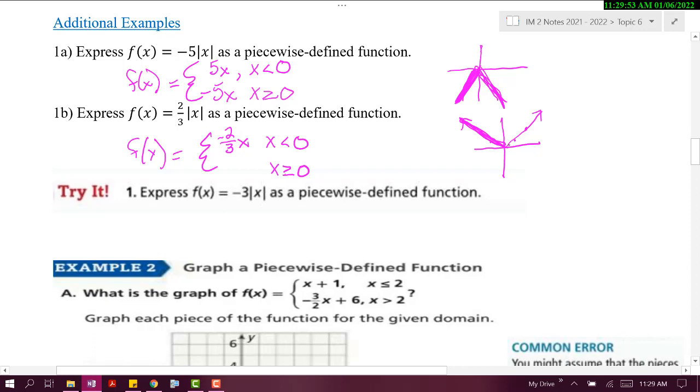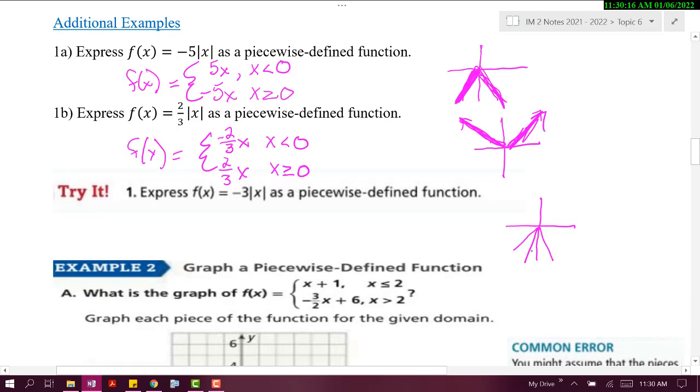Whereas on the right side, we're going up from the origin, so it'd be positive 2/3 x. And that's our piecewise defined function. We'll do one more. It's very similar to number 1a. Actually, it's probably more, look at that.